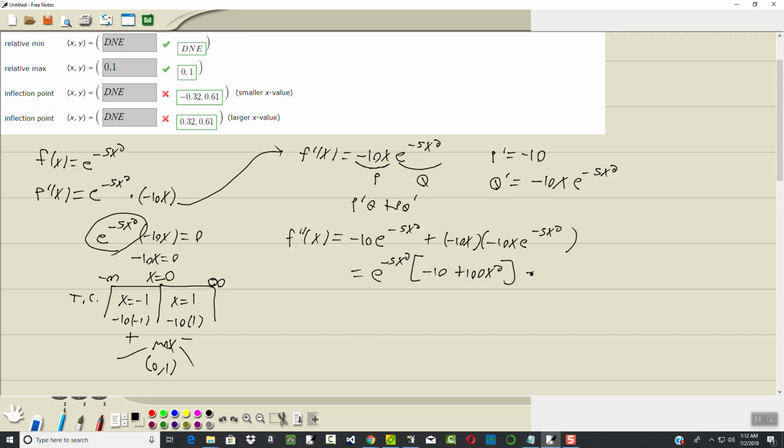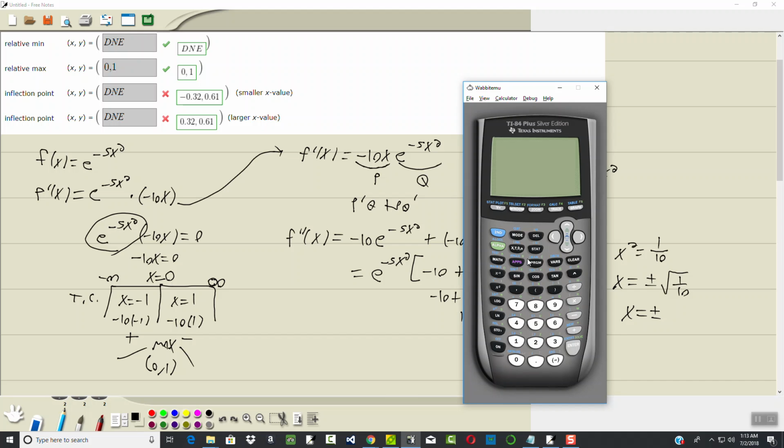Okay. Now if I set that equal to 0, again the e is always positive, that can never equal 0, so we'll work just with this. So I got negative 10 plus 100x squared is equal to 0. Take negative 10 over, it becomes a positive 10. Divide both sides by 100. And we get x squared is equal to 1 over 10. Drop our squared, put a plus or minus square root on the other side. Square root of 1/10.